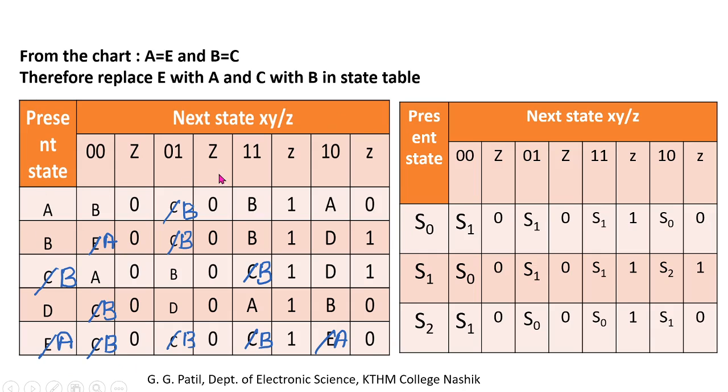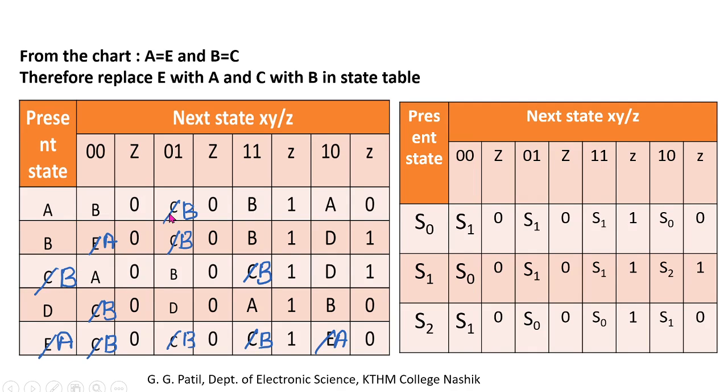Now prepare from the state diagram, and in that what we have to do, wherever state C is there, it is to be replaced by B because B is equivalent to C, and where state E is there, it has to be replaced by state A. So in that table, state C has to be replaced by B and E has to be replaced by A. So we'll see row by row.